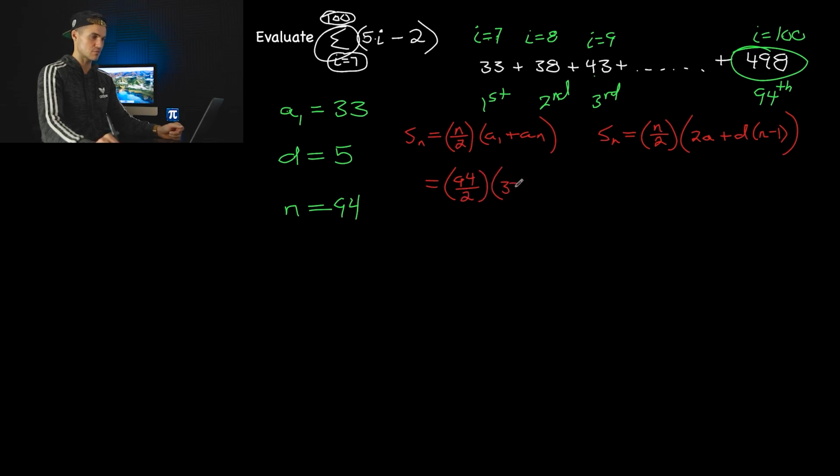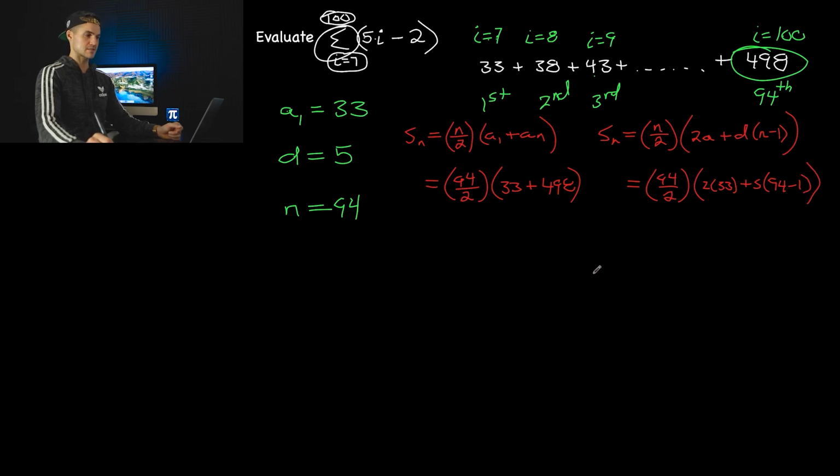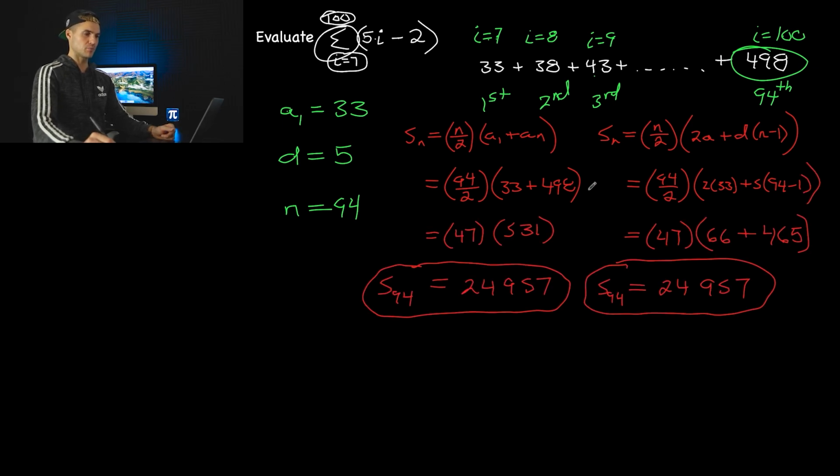The first term is 33, and the last term of this series is 498, so you could do the algebra there. Or we can use this formula, which would be 94 over 2 times the quantity 2 times 33 plus 5 times the quantity 94 minus 1. When you do the algebra on both of these, the final answer for both is 24,957. That is the answer to this question.